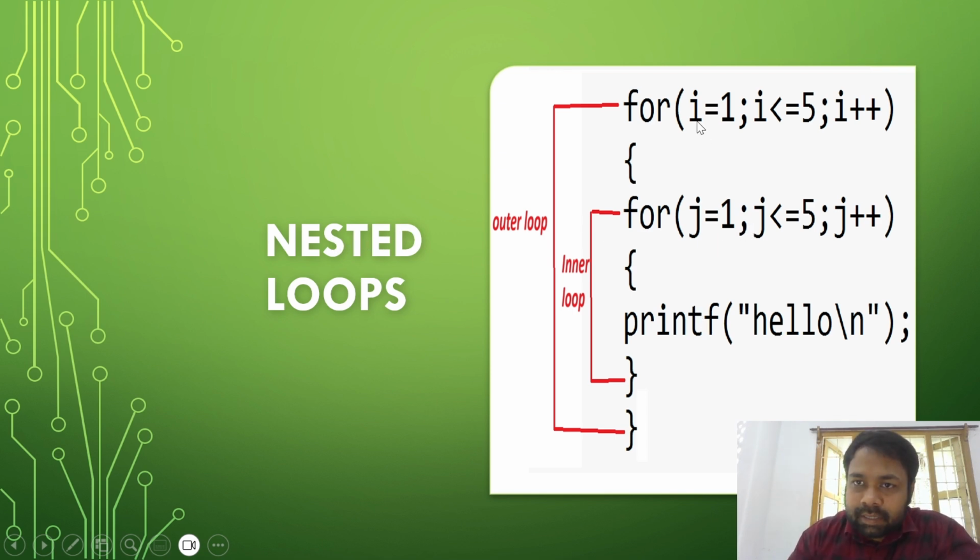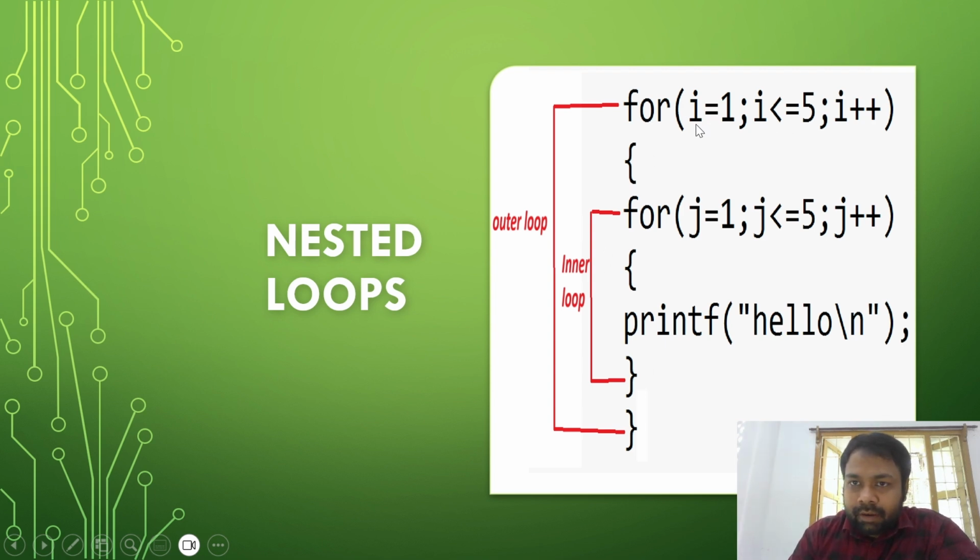It is not compulsory that within the for loop there is one more for loop. You can have a while loop within the for loop, or within the while loop you can have the for loop also. So this is simple about nested loops. Now I have written here an example, a nested for loop.